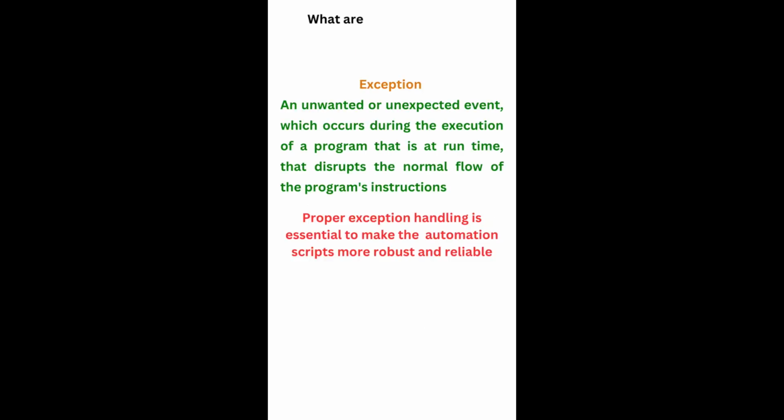What are different types of exceptions we encounter while using Selenium? First, let us see what is an exception. Exception is an unwanted or unexpected event, which occurs during the execution of a program that is at runtime, that disrupts the normal flow of the program's instructions. So proper exception handling is essential to make the automation scripts more robust and reliable.